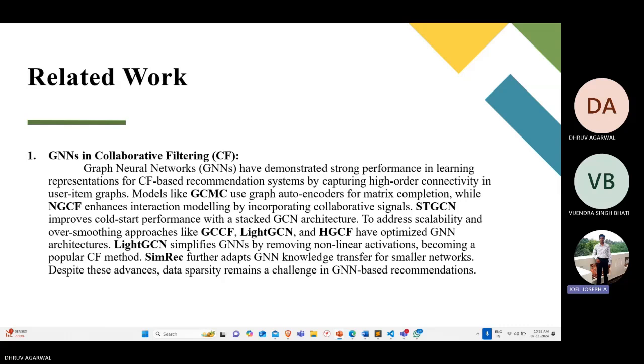To address scalability and over-smoothing, approaches like GCCF, LightGCN, and HGCF have optimized GCN architectures. LightGCN simplifies GNNs by removing nonlinear activations, becoming a popular CF method. SimRec further adapts GNN knowledge transfer for smaller networks. Despite all these advances, data sparsity remains a challenge in GNN-based recommendations.